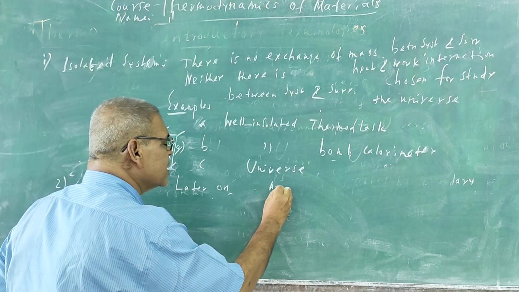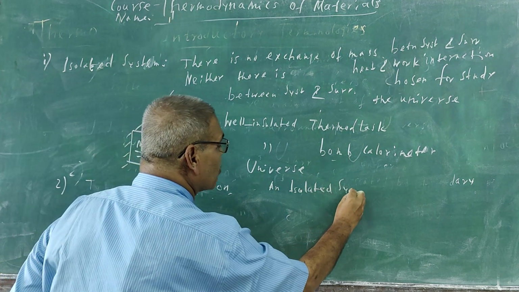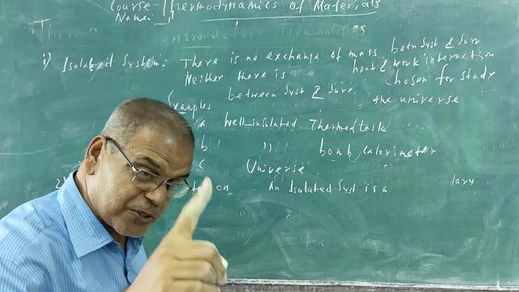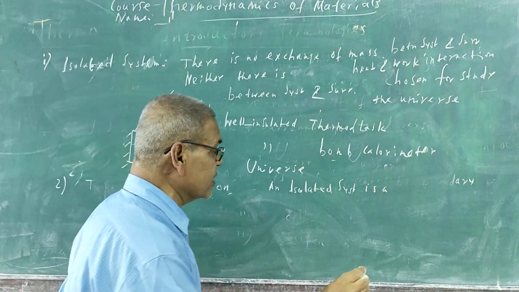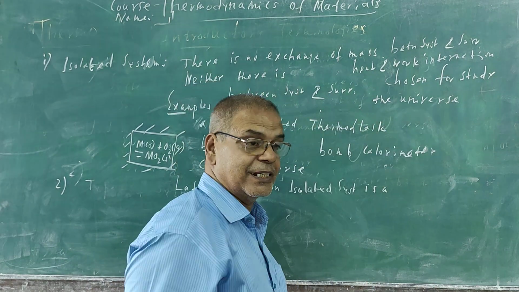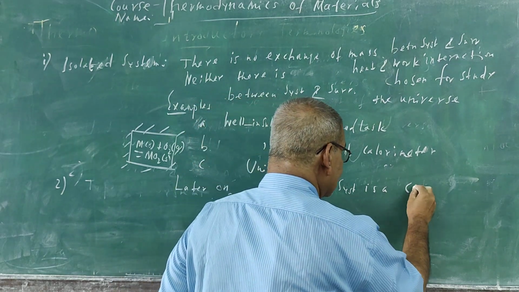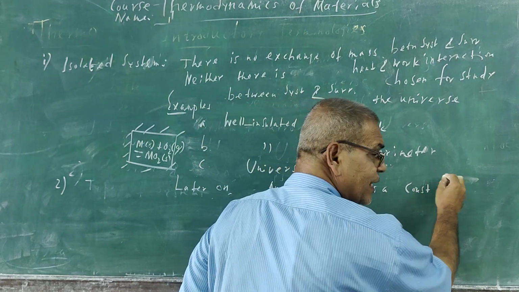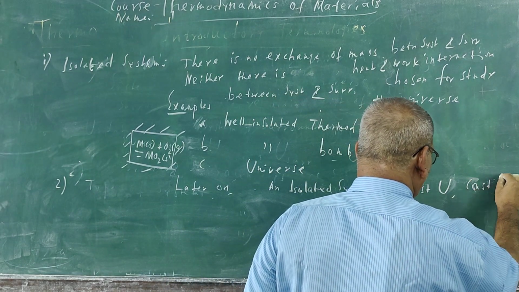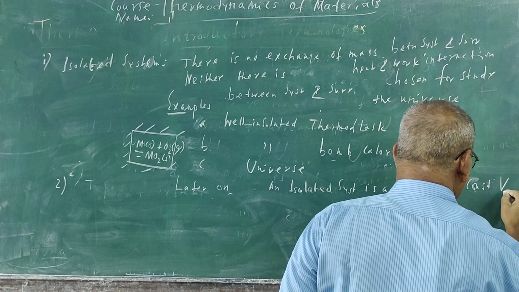An isolated system is a constant internal energy, constant volume system. Make no mistake, this is actually a very mathematical formulation. Instead of these languages, it may be very smartly defined as constant internal energy. So for this constant volume V system, V for volume.